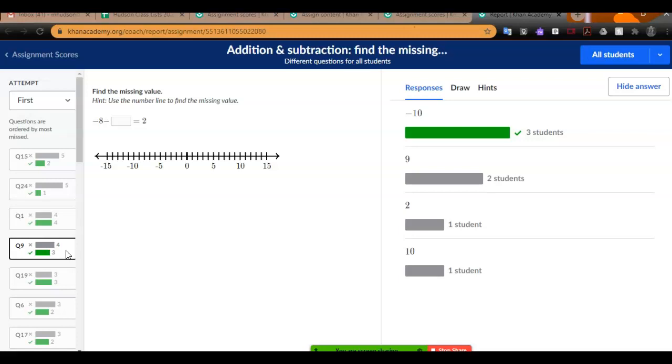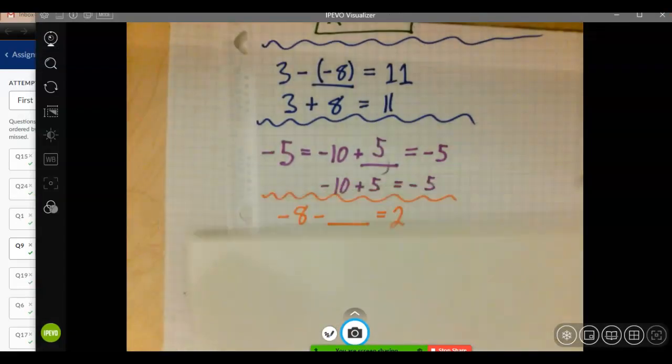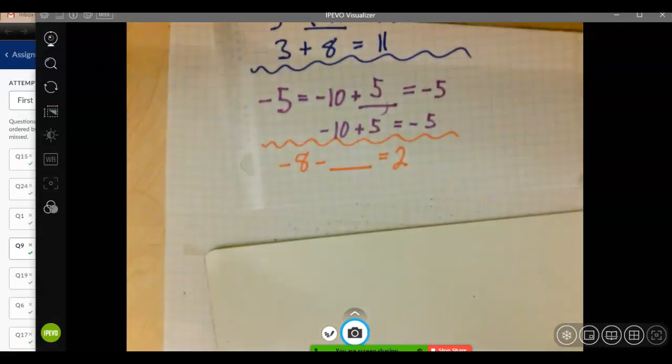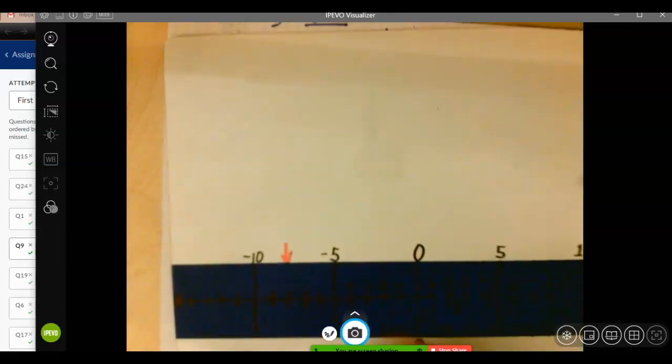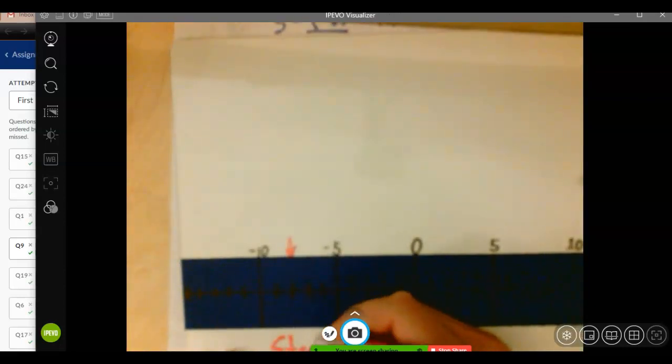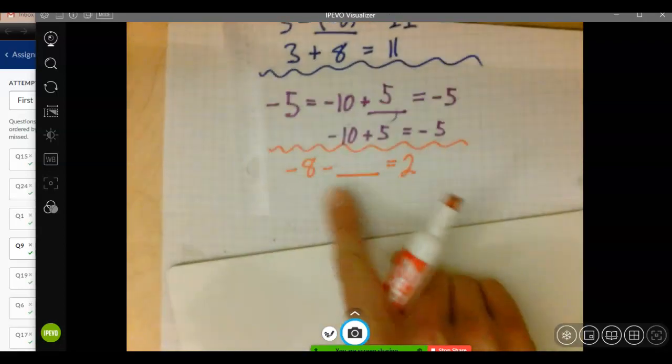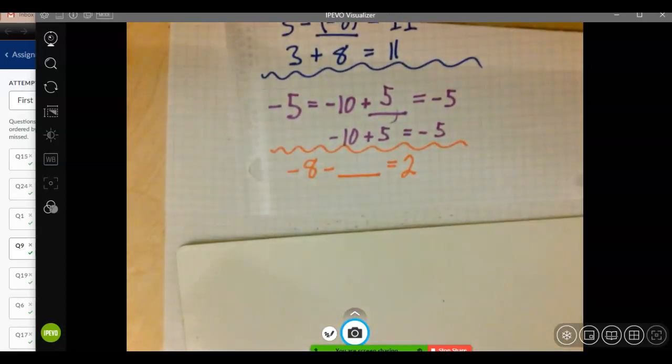All right, so on our number line, right, we're starting at -8. So I'm going to mark that. -8 is right here. Start. We have some change, and then we end at +2.